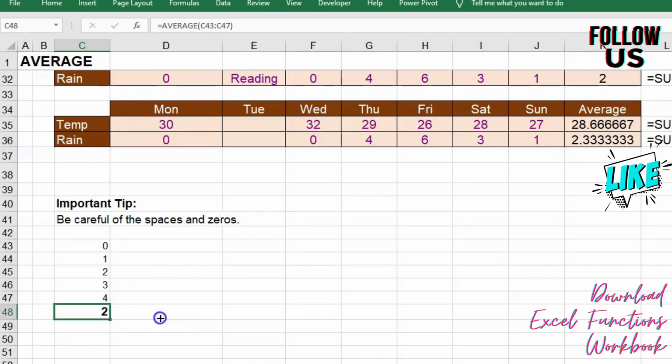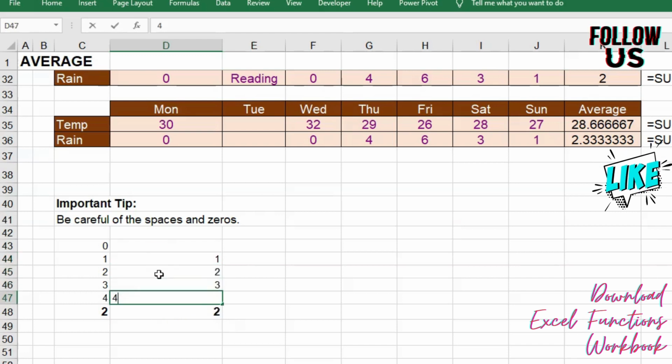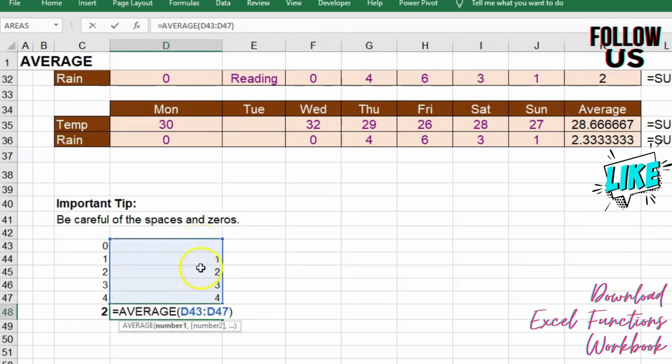Okay, now let's do something. Let me drag this to this side, and instead of 0, I'll put a space. Then I'll put 1, 2, 3, 4. And you can see that the answers are different. This gives 2.5 because it's actually taking out this space entirely and not including it in my calculation, though I added it to my calculation. So since it is a space, it will not calculate it as the average.